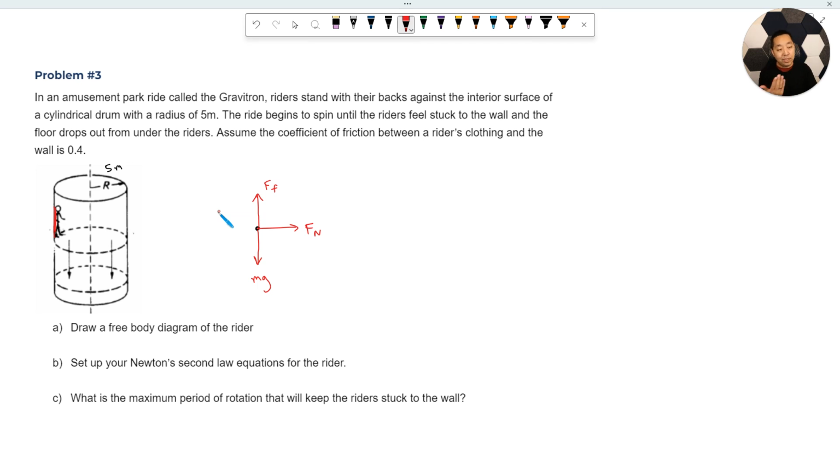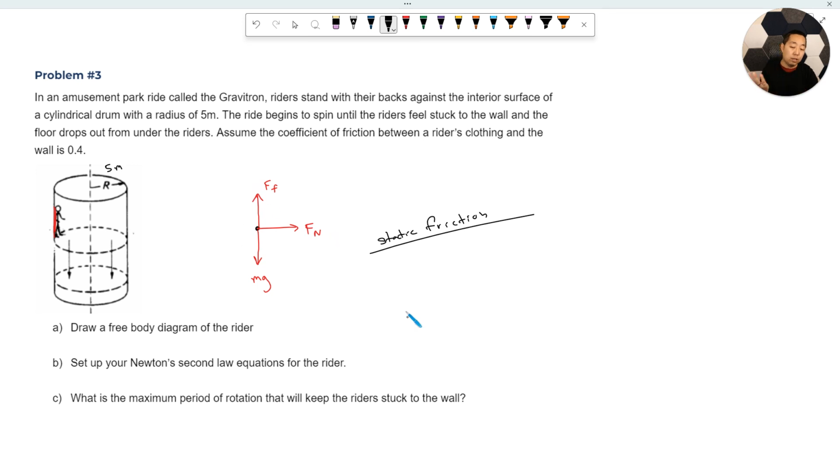Well, a couple things. One, something's got to keep him up. So that's one way to think about it. But the other way is if there were no friction, he would slide down the wall. Like if I oiled it down, the wall is completely covered in oil and it's super slippery, he would still slide down the wall. So the static friction is going to oppose that by pushing him up. Okay, so that's our free body diagram. And it's static friction. This is important to understand, static friction.